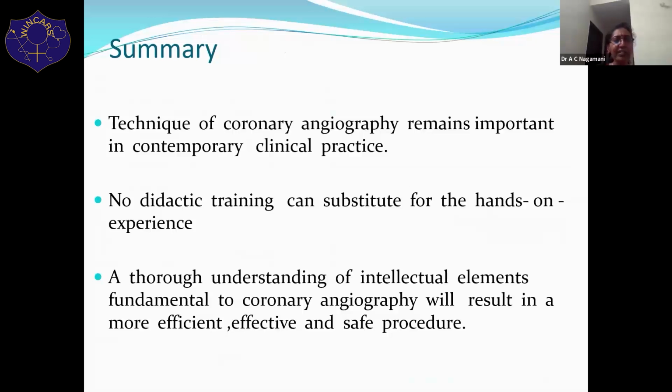Just to summarize, the technique of coronary angiography remains important in contemporary clinical practice. No didactic training can substitute for the hands-on experience. This all of us know. A thorough understanding of the elements fundamental to angiography will result in a more efficient, effective, and safe procedure.